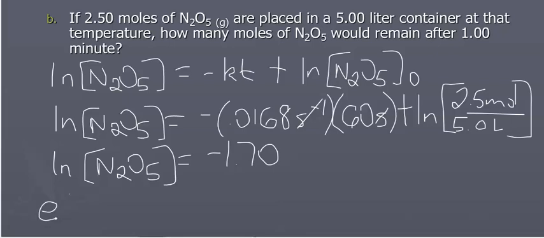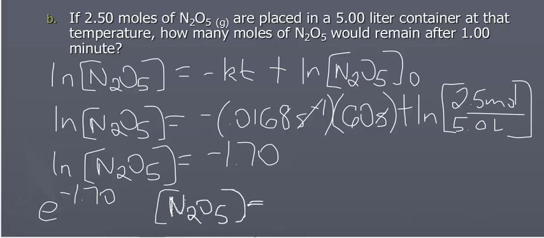Now to get rid of natural log, there's a function on your calculator, e. Just take e raised to negative 1.70. It should be right above the natural log key. So e to the negative 1.70 would give me the concentration, and my concentration is 0.182 molar.